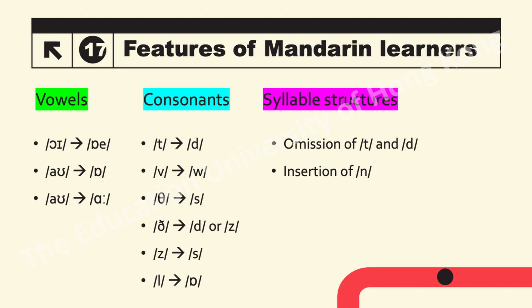According to our corpus data, in terms of vowels, their major challenges fall in the production of diphthongs. For consonants, it is common for them to replace voiced V sound with W sound, voiceless TH sound with S sound, and voiced TH sound with D or Z sound.